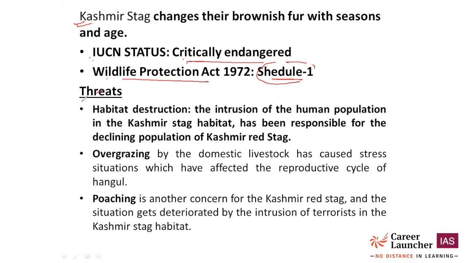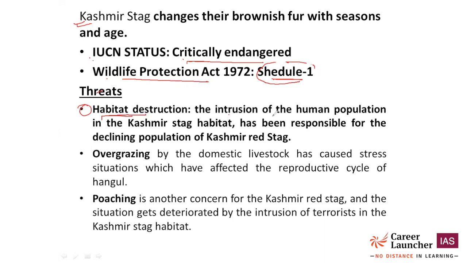Now let us discuss the threats. Why is the population of this Kashmiri stag declining? What are the important threats to its survival? The first one is called habitat destruction. This is a common threat for each and every species in India. Because the human population is increasing, people demand more land for agriculture and construction activity, and there is deforestation. Because of these reasons, human activity increases in protected areas and natural vegetation. So the first threat is habitat destruction.